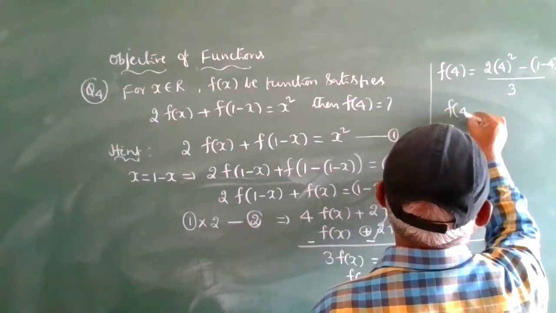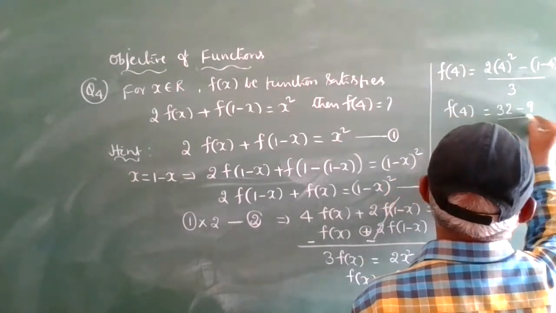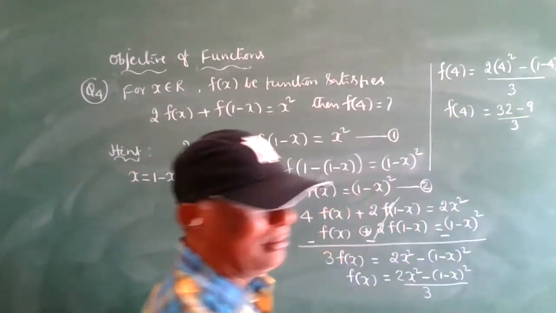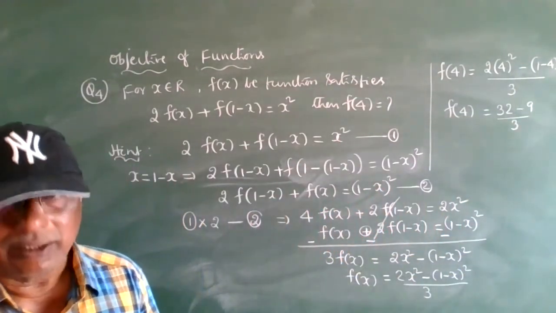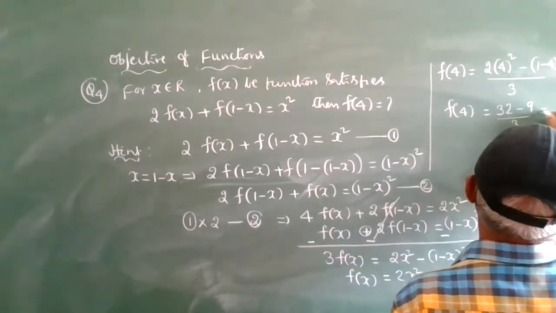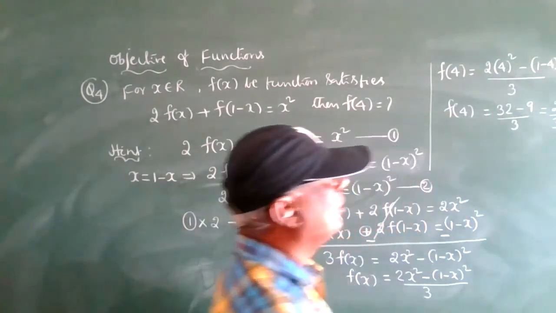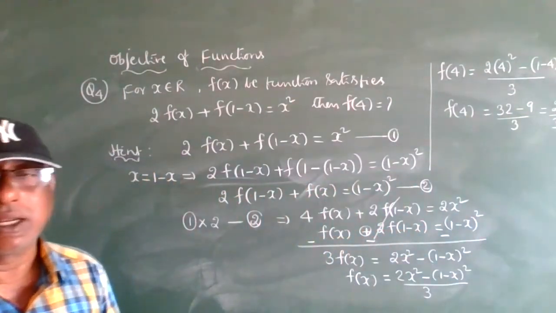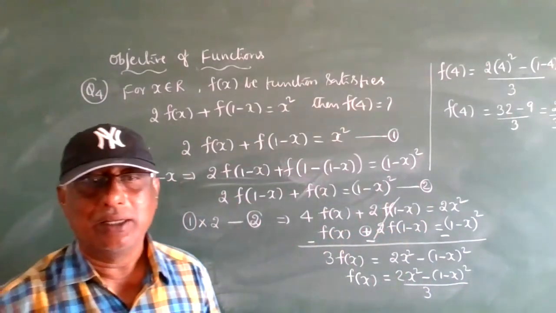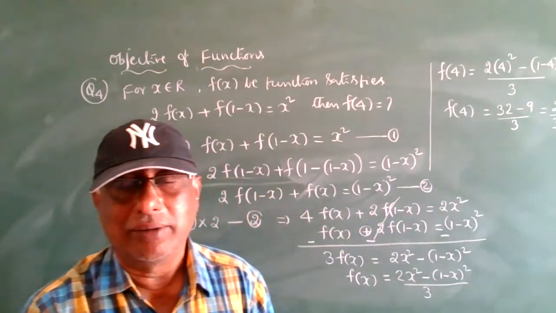F of 4 is equal to 32 minus 9 by 3. Is it correct? 32 minus 9 by 3. 32 minus 9 means 23 by 3 is the required answer. Okay? So that is the required problem. This must be completed, everyone.